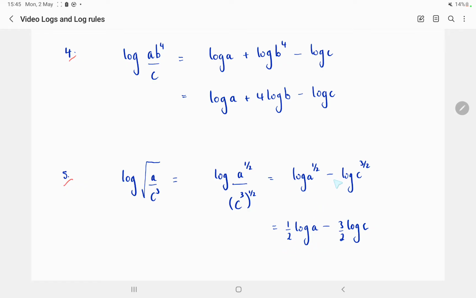My second log, which is going to be subtracted because there's a division, is going to be log c to the power of 3 over 2, because over here is c cubed, but whenever we raise that to the power of a half, we multiply the indices to get 3 over 2. So then rewriting that is going to be 3 over 2 log c.